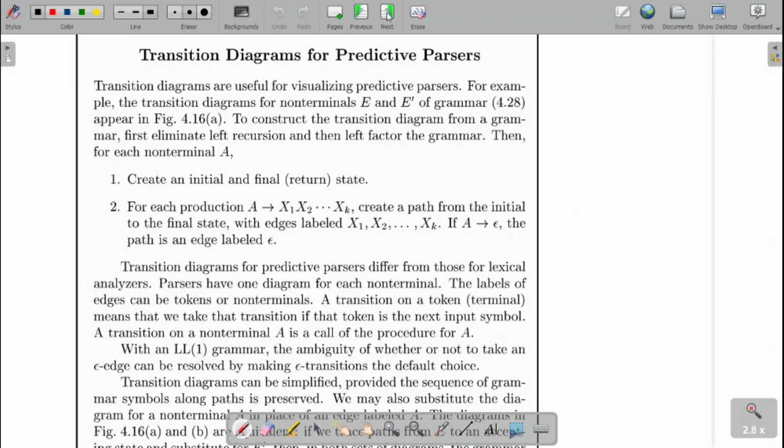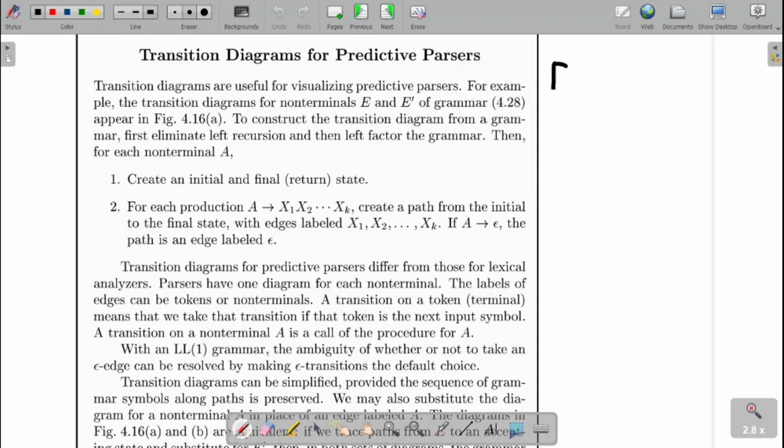Then the next topic is the construction of the transition diagram for the predictive parser. It is similar to the finite state machines we considered. We will see how the transition diagrams are constructed for predictive parsers. These top-down parsers we normally call predictive parsers. How is it constructed? Let me rewrite our grammar.